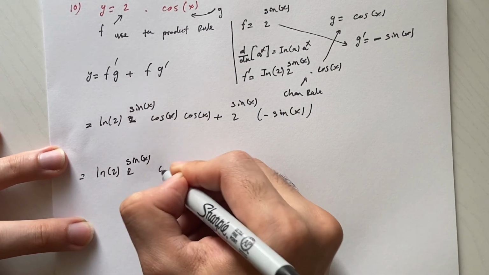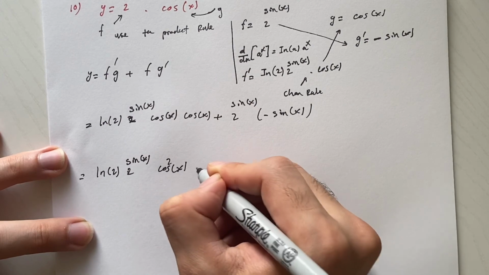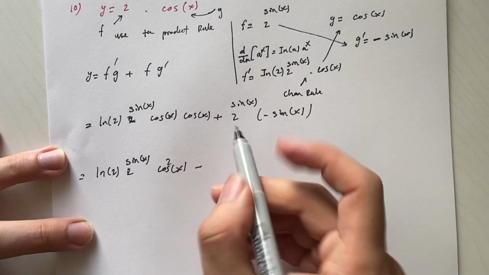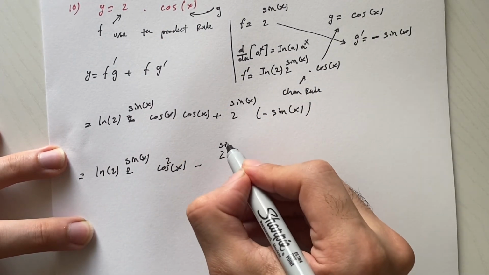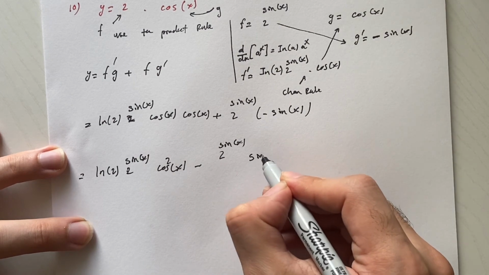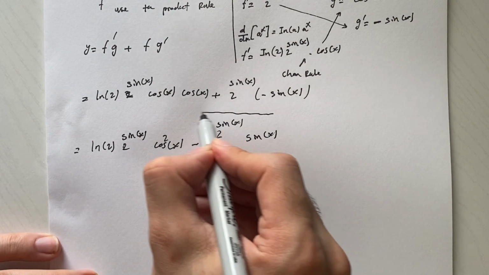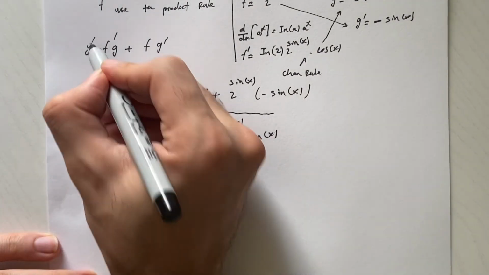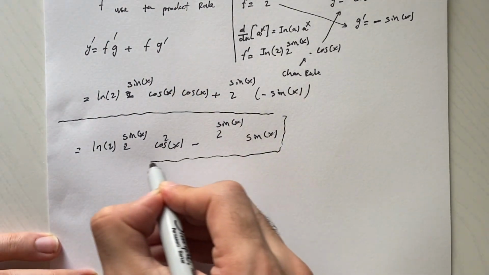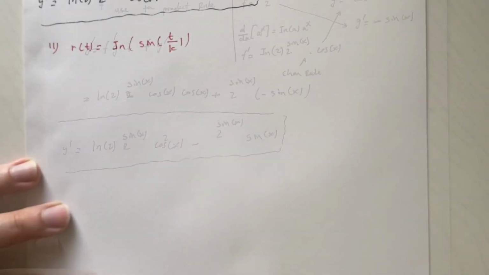Now we have two cosines of x, so this term is going to be cosine squared of x, and then I'm going to bring the negative in front. It's going to be 2 to the sine of x multiplied by sine of x, and that should be our y prime.